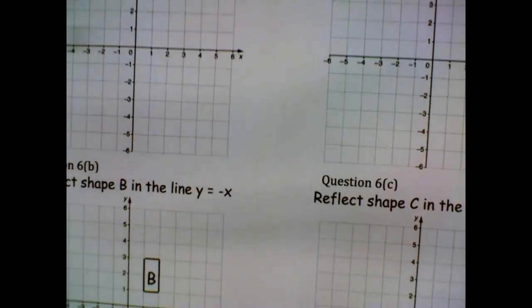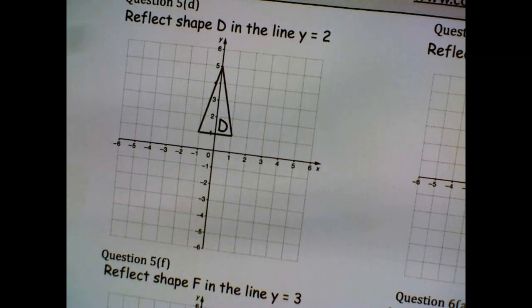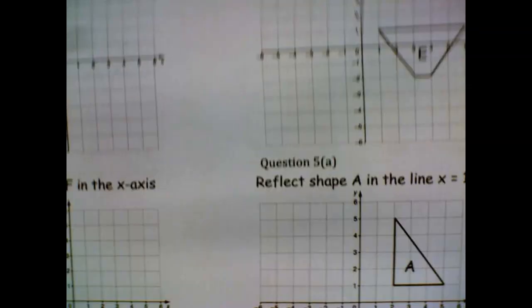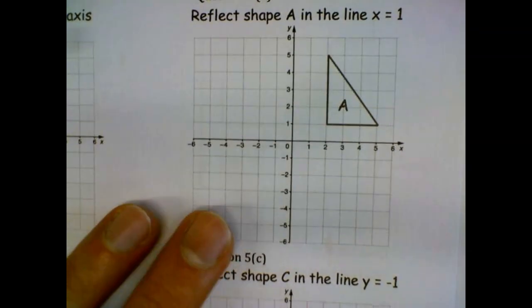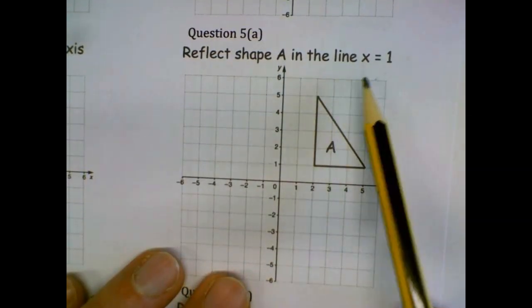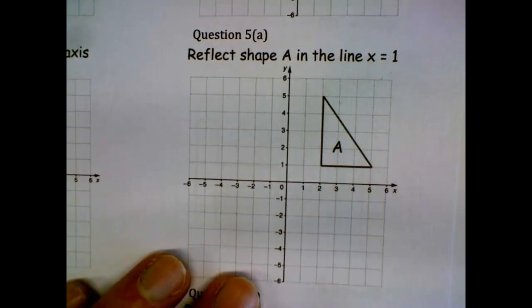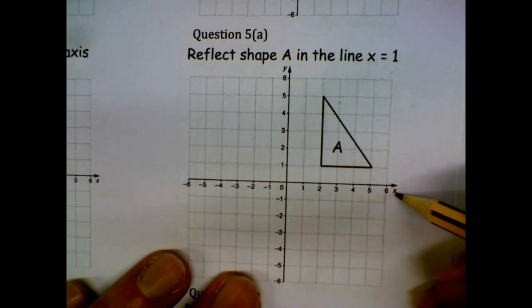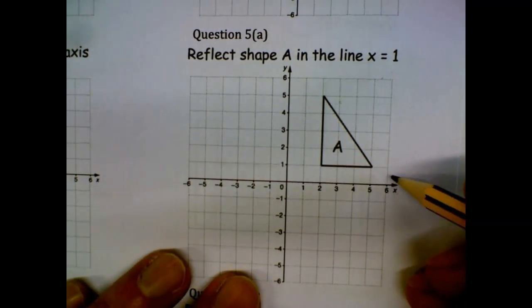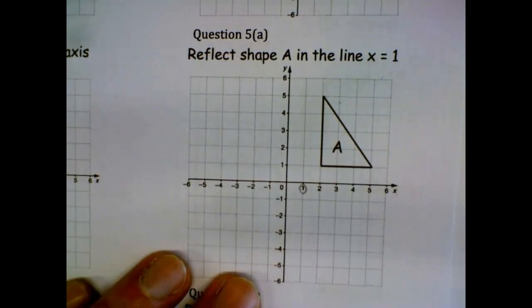Let's have a look at reflecting in a given line now. Let me just have a look if I've got the first ones. Yes, let's have a look at these ones. So here we go. Reflect shape A in the line x equals 1. So we need to look at x equals 1 first, so we need to draw that line on there. The x-axis is the across axis. So x equals 1 is there.